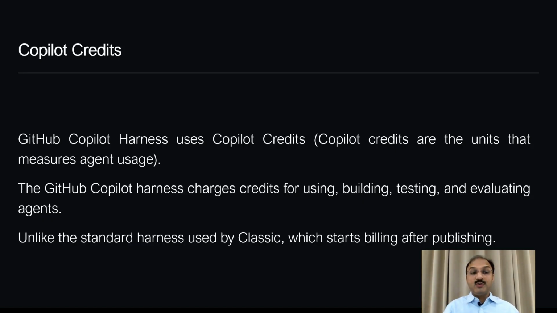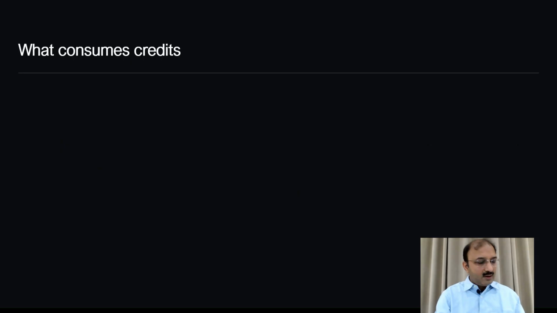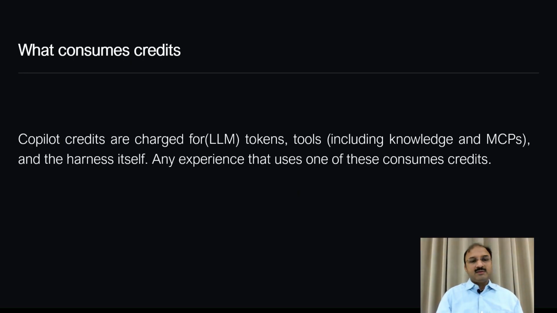Whereas in the new Copilot Studio UI, which is using GitHub Copilot, it uses credits for everything: for building, testing, evaluating, and after publishing as well. This is a very important difference. Please make a note of this. So what consumes credits? All the LLM tokens, tools and the harness itself use credits. So any experience that uses one of these consumes credits.